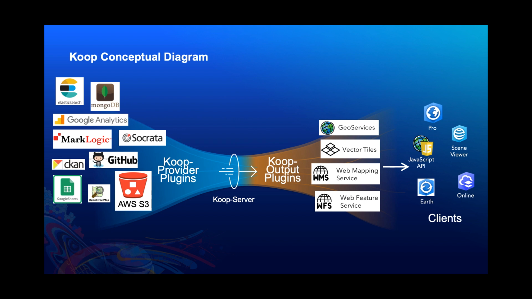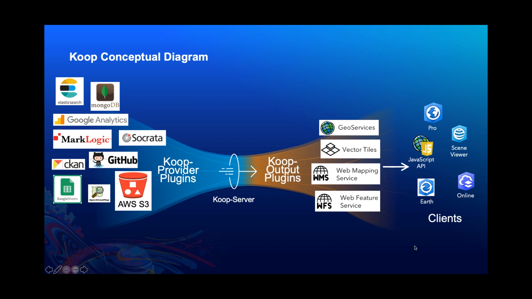This is a conceptual diagram of the data flow in Koop. And I'd like to point out at the beginning here that this isn't a one-time ETL. This data flow happens on every request from an ArcGIS client. So on the left, we have data sources that might be something like an AWS S3 bucket or an Elasticsearch data store. And that data can flow through Koop and be transformed into a format that ArcGIS clients can consume.